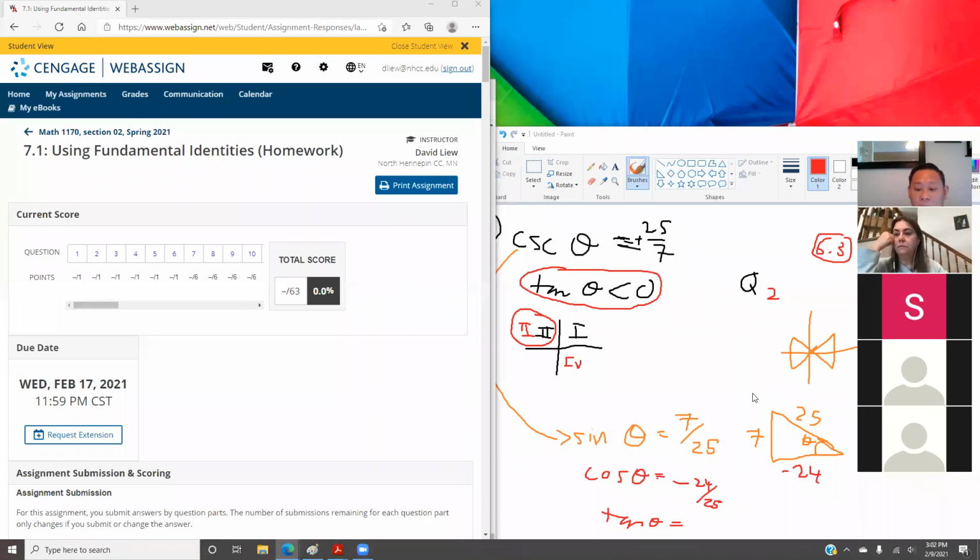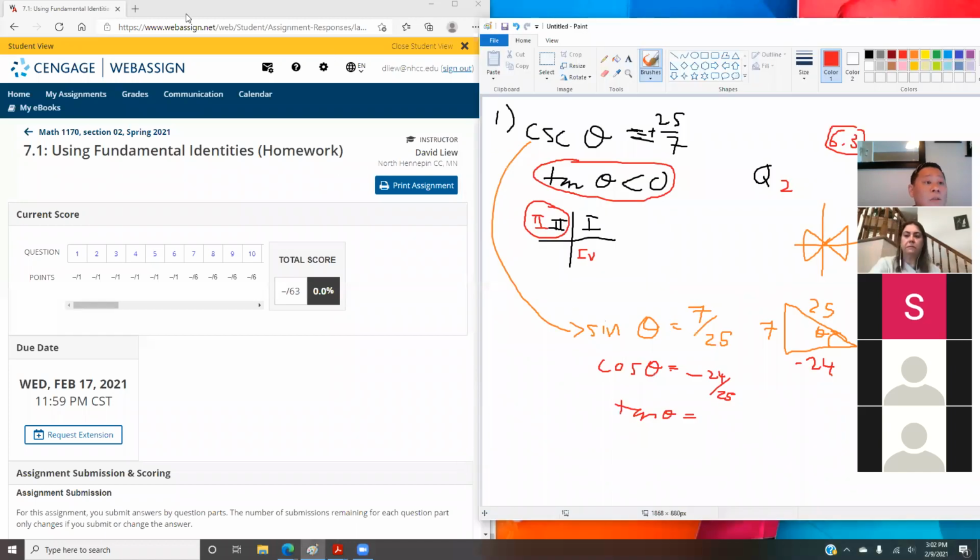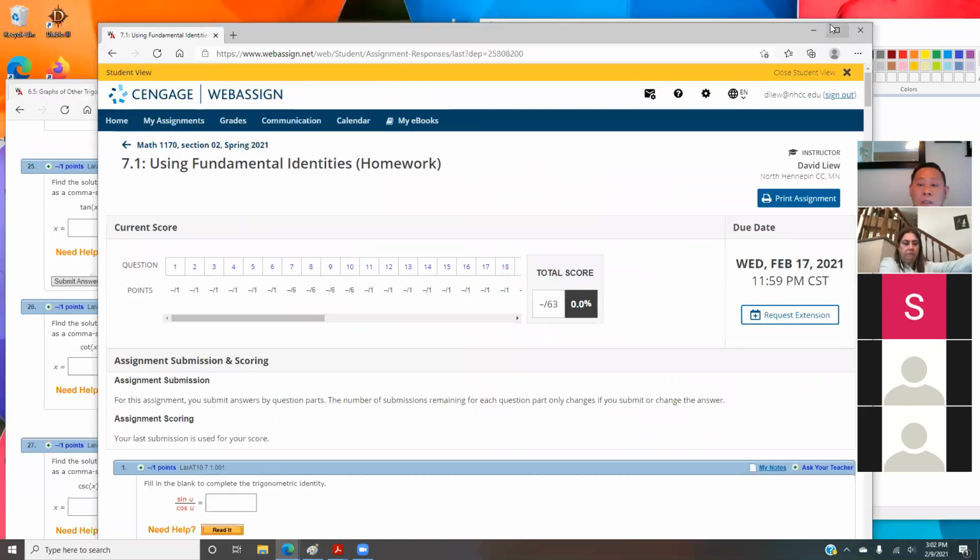Yes, the blank unit circle is in D2L. If you want it, you can ask me, and I can always send it to you. Any documents are all in D2L.